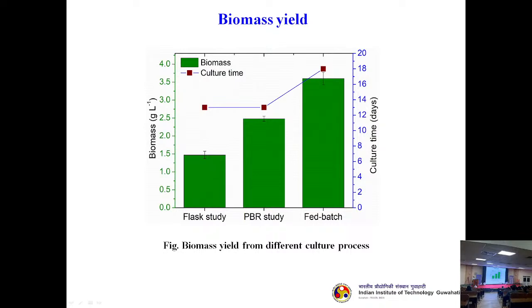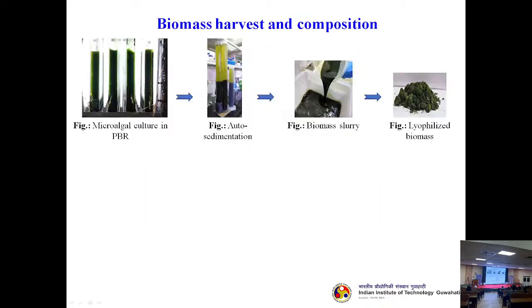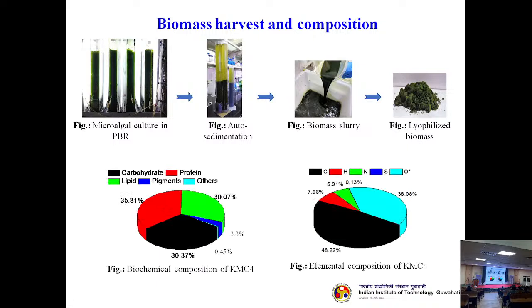Next. Then this is how this strain is very good. Using auto sedimentation, it was collected. You see the biomass slurry, algae slurry, and then the lyophilized biomass, the dry biomass. Then next. These are some of the characterization of the biochemical and elemental composition of the biomass, which is after the lipid is extracted. Next.